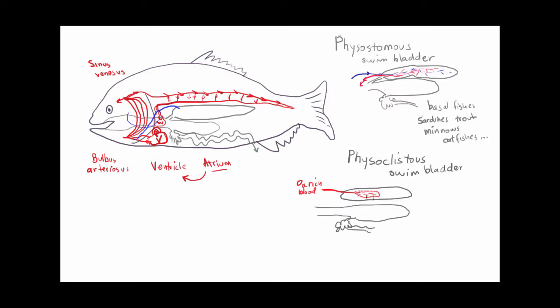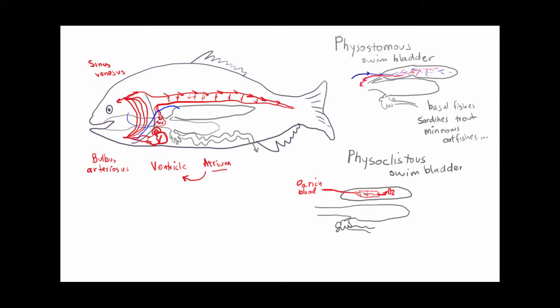This O2 rich blood supplies a gas gland, which actually uses a countercurrent mechanism to increase the levels of oxygen in the blood so great that it starts to secrete oxygen gas into the swim bladder. Okay? And that's how the fish is able to increase the total volume of gases. If it needs to rise in the water column, it can basically take oxygen out of its blood, put it into the swim bladder, and then increase its overall buoyancy. Okay? If it needs to decrease buoyancy, it can simply reverse that process.